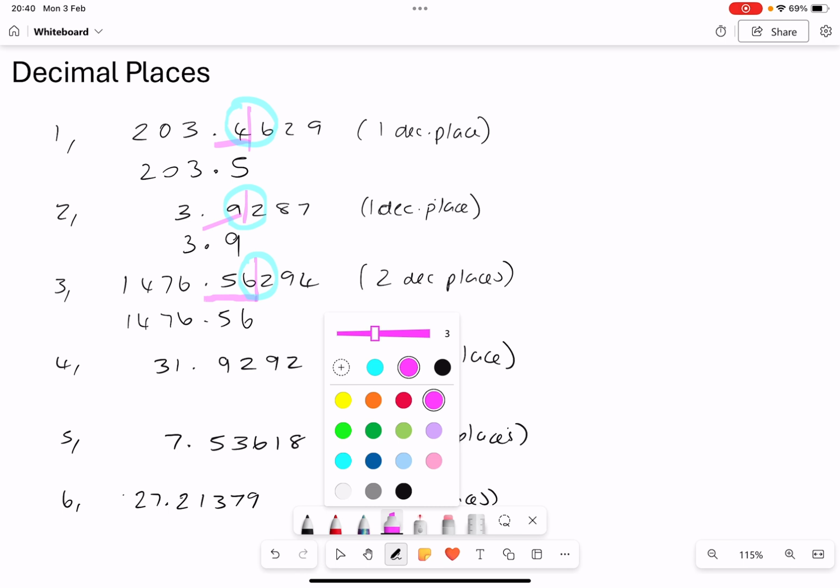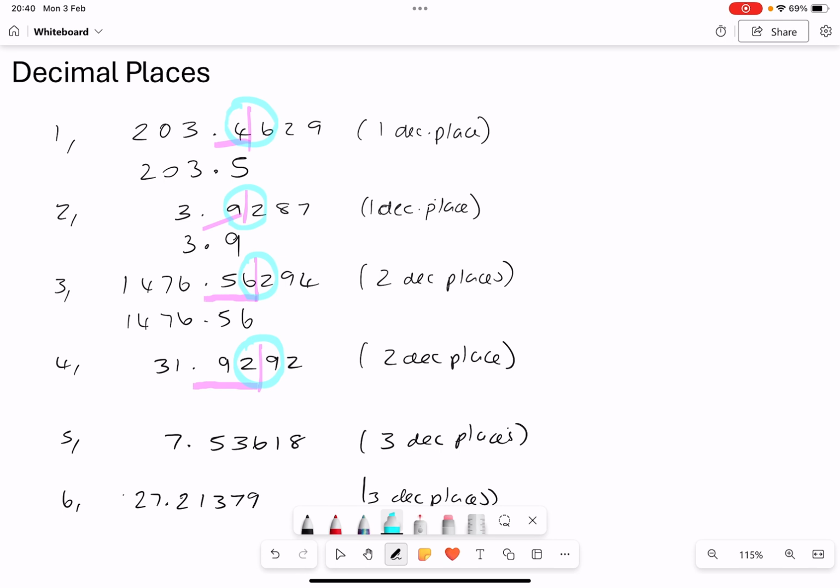Next one. Again, we're working on 2 decimal places. So decimal, 2 numbers, cut off. Interested in the number before and the number after the cut off. 31 stays as it is. 9. That 2 is followed by a 9, so it gets rounded up to a 3.